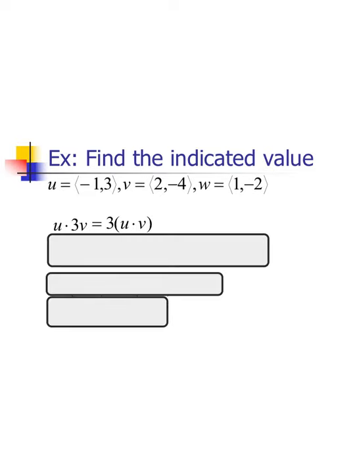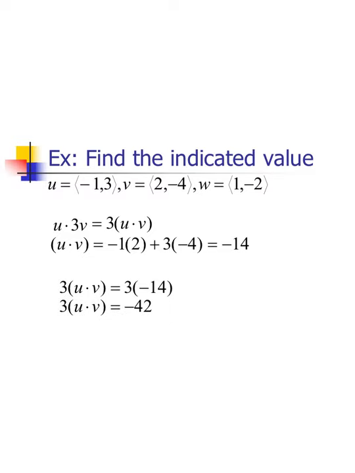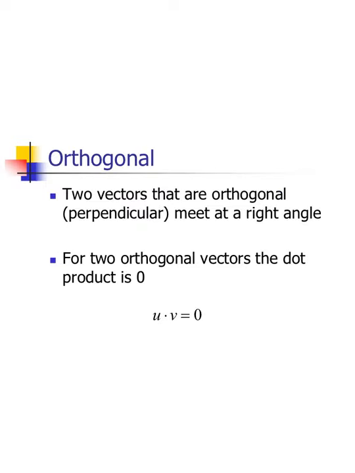For our next example, I have u dot 3 times v. And I'm going to go ahead and rewrite that as 3 times the dot product of u and v, mostly because I've already done that. So we can see from our last example, we still have the same scalar of negative 14. But now I can take that number and multiply it by my scalar of 3. And then when I'm done, I end up getting negative 42 as my final answer.